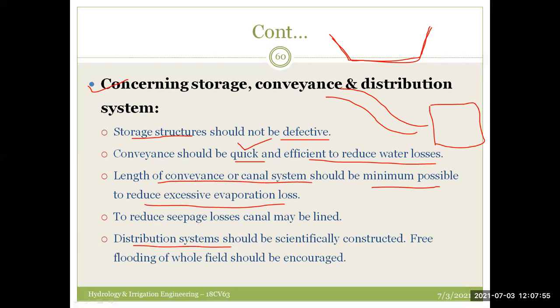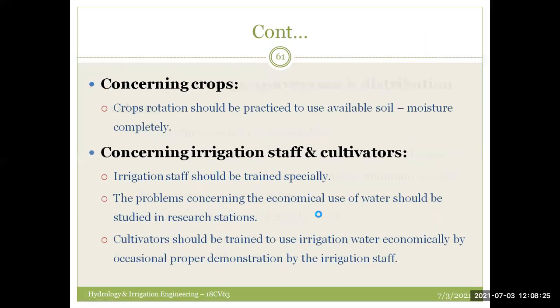When it comes to the distribution system, it should be scientifically constructed. Free flooding of the whole field should be encouraged. Whatever distribution system you use, it should be in such a way that you get a gravity flow for the agricultural field. That is one point you should keep in mind to increase the duty of water.